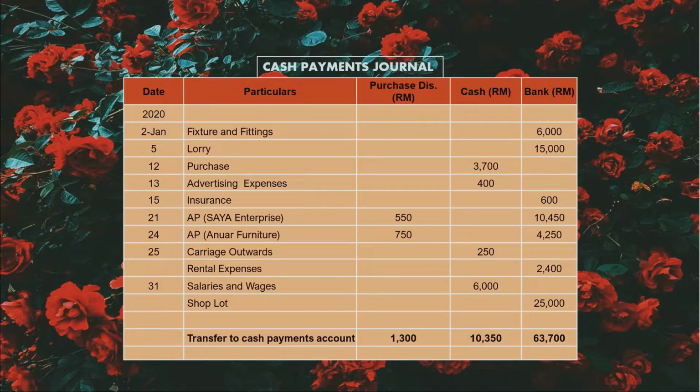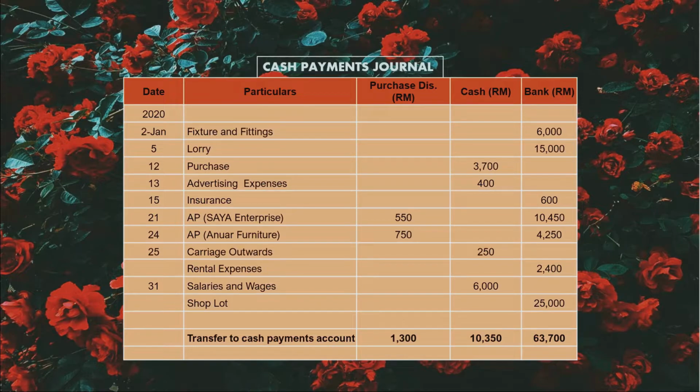Proceed to the cash payment journal. On 2 January, the business took the fixture and fitting amount to RM 6,000 and paid by cheque. On 5 January, Sweet Home Enterprise bought a lorry for the business by cheque amount RM 15,000. On 12 January, the business made purchase of inventory from Creative Berhad amount RM 3,700. The payment was made by cash.